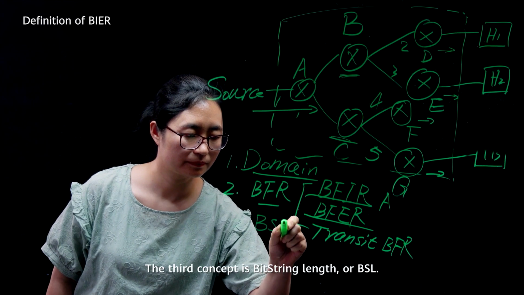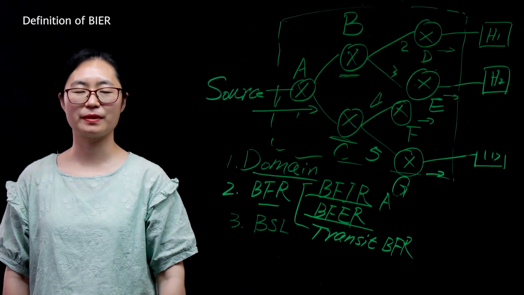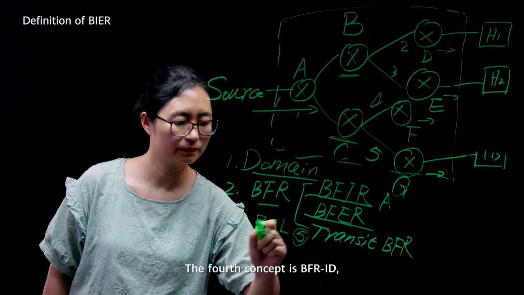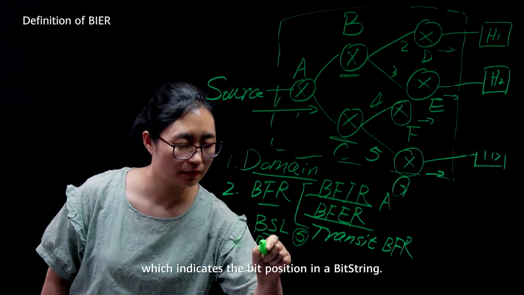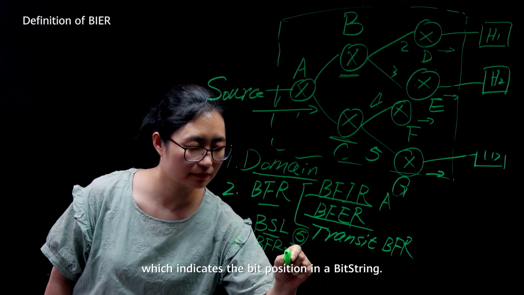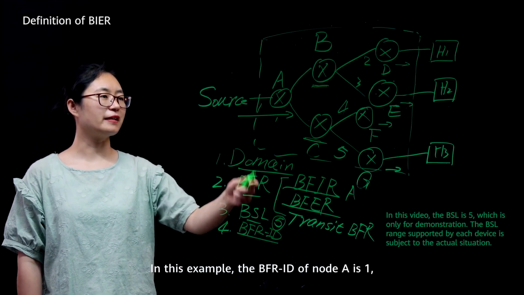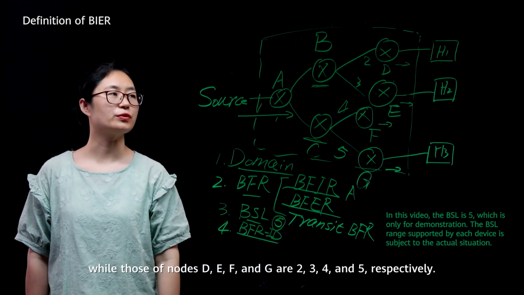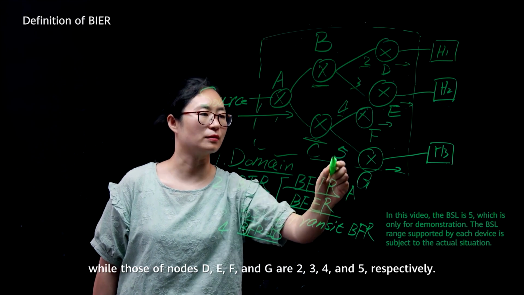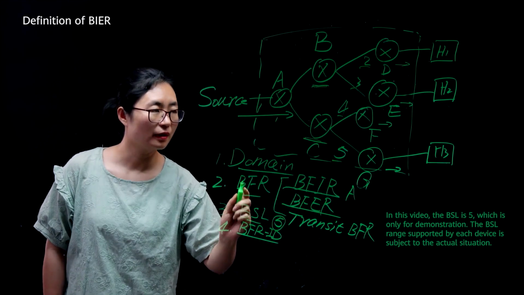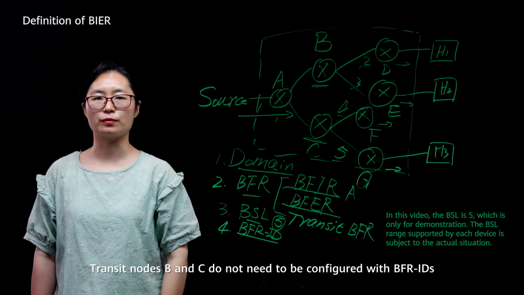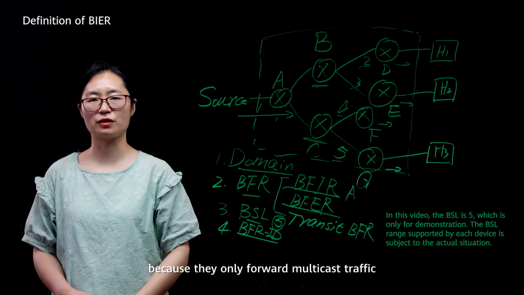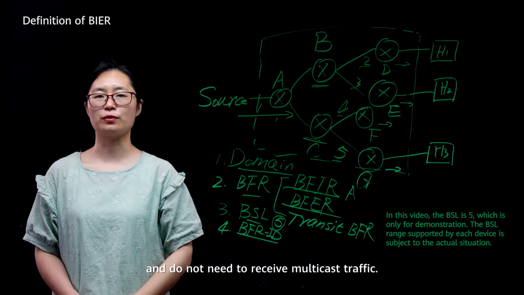The third concept is bit string length, or BSL. In this example, the BSL is 5. The fourth concept is BFR ID, which indicates the bit position in a bit string. In this example, the BFR ID of node A is 1, while those of nodes D, E, F, and G are 2, 3, 4, and 5, respectively. Transit nodes B and C do not need to be configured with BFR IDs because they only forward multicast traffic and do not need to receive multicast traffic.